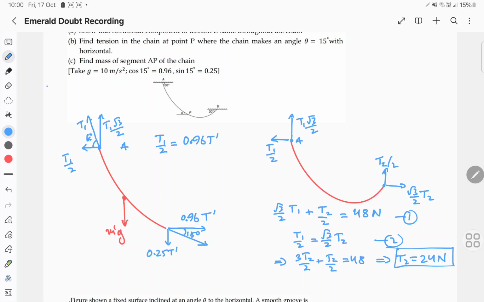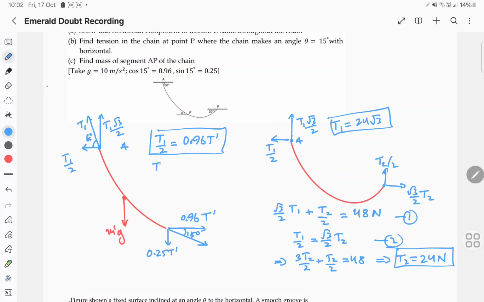So that's your T2. So T1 is equal to root 3 times this. So T1 is equal to 24 root 3. Applying the value of T1 as 24 root 3, which is the same in this situation, coming back to this.